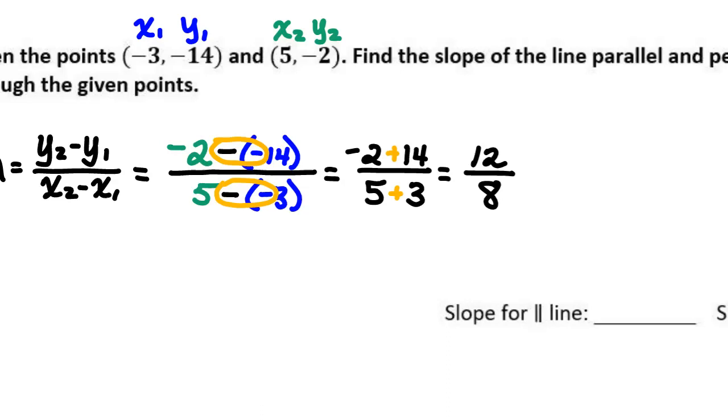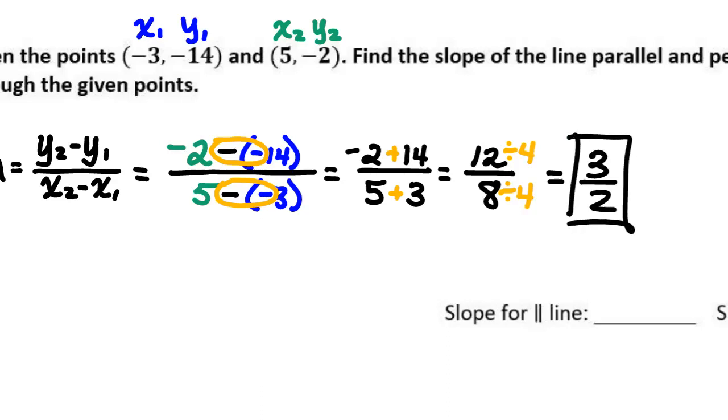If I do 12 divided by 8 in my calculator, I don't get a whole number, so I need to reduce this fraction. What will go into both 12 and 8? 4. So I'm going to divide both top and bottom by 4 to reduce my fraction down. So that would be 3 over 2. So there's the slope of the line that I was given.